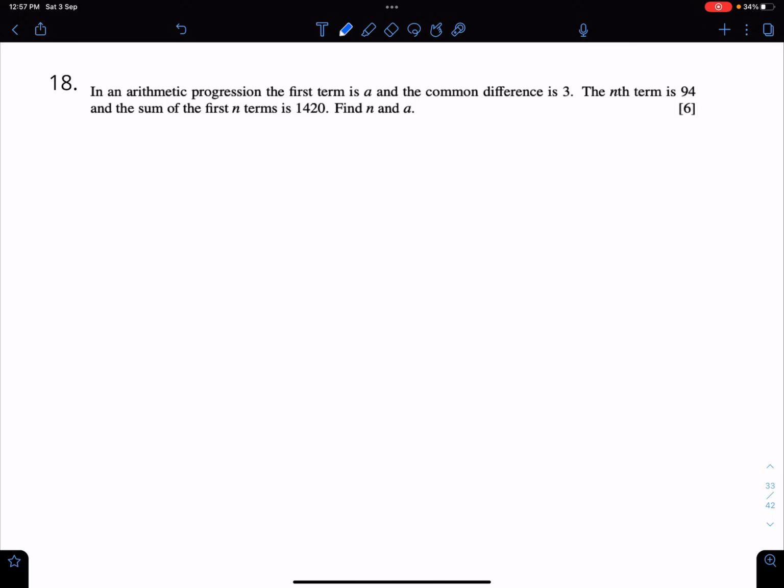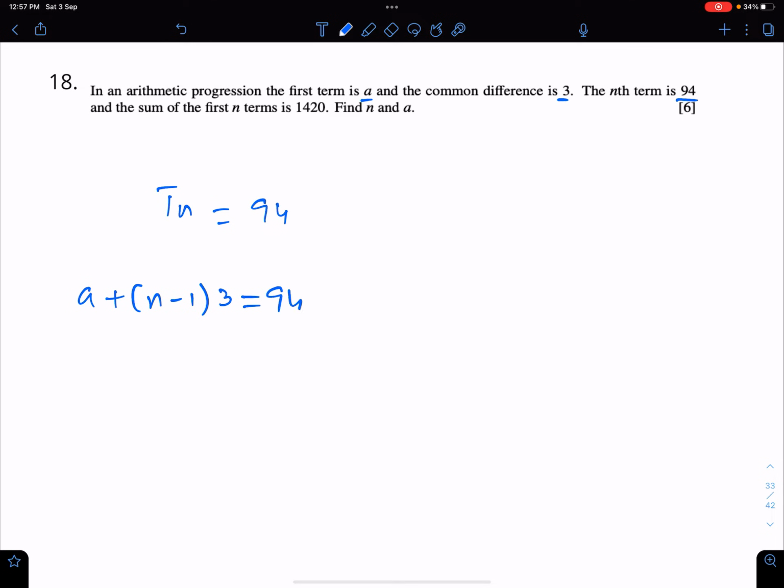Question 18. In an AP, the first term is a, common difference is 3, and the nth term is 94. So Tn is 94, and Tn is a plus n minus 1 d. D is 3. And the sum of the first n terms is 1420. So Sn is 1420. Sn is n upon 2 times 2a plus n minus 1 d.